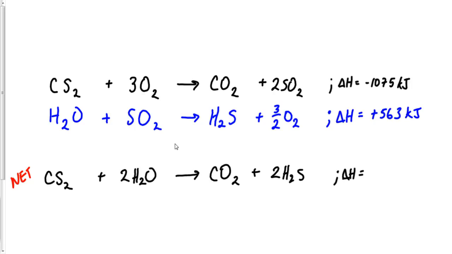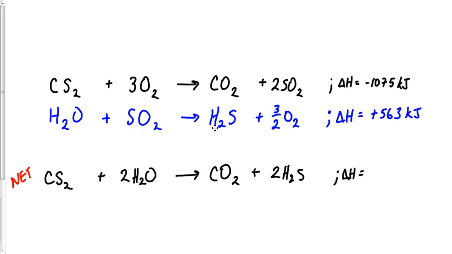So now let's go back to our thought process. I need a CS2 on the left. Bam, there's a CS2 on the left. I need an H2O on the left. There's an H2O on the left. Sweet. I need a CO2 on the right. There's a CO2 on the right. I need an H2S on the right.